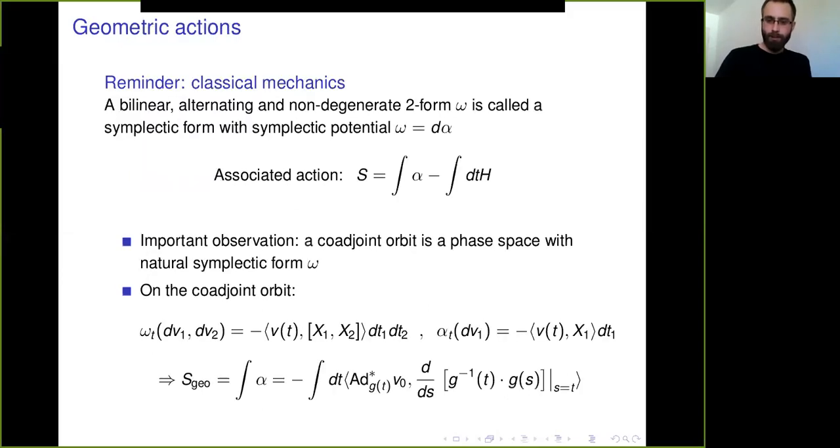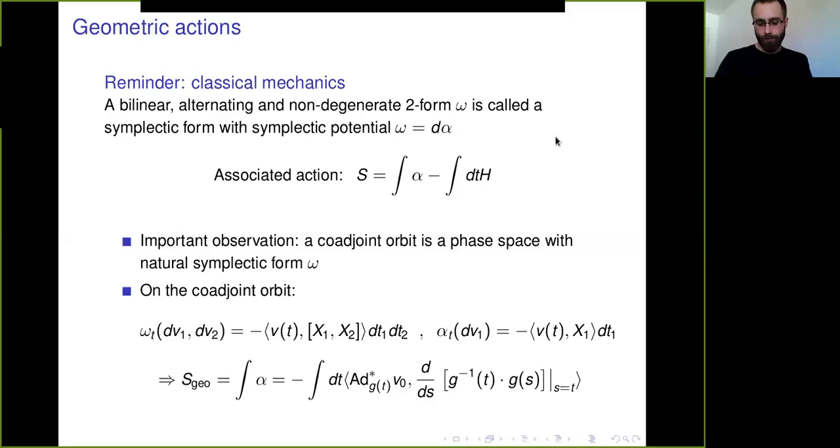Now, to get to geometric actions, one notices that this coadjoint orbit actually forms a phase space which includes a natural symplectic form omega. Just a short reminder from classical mechanics: in general, a two-form omega is called a symplectic form if it is bilinear, alternating, and non-degenerate, and also has a symplectic potential alpha, such that omega is the exterior derivative of alpha. If such a symplectic form omega exists in some phase space, then this always defines an associated action by integrating the symplectic potential minus some Hamiltonian term. Here, H is the Hamiltonian.